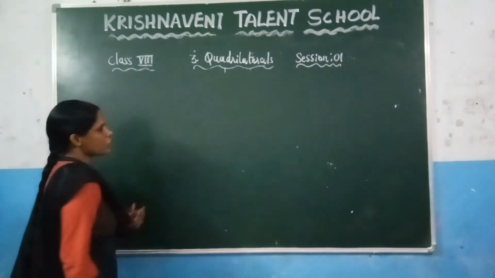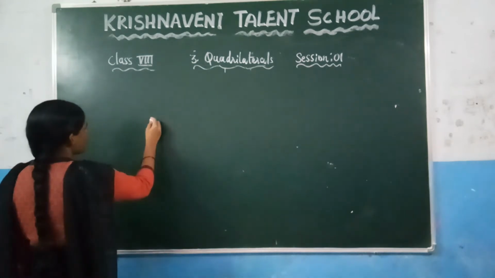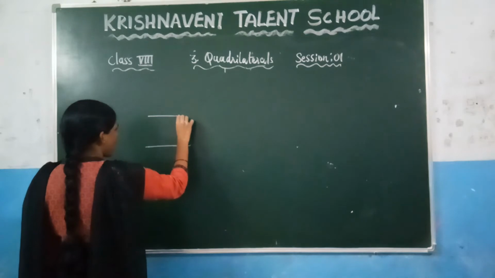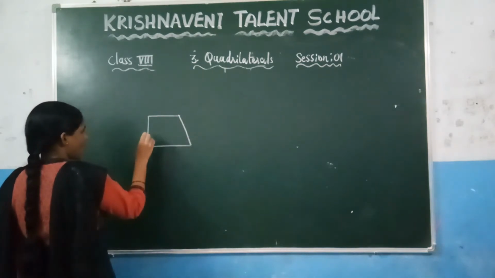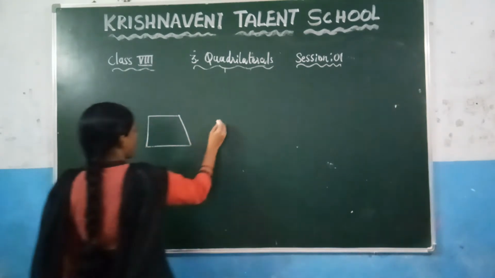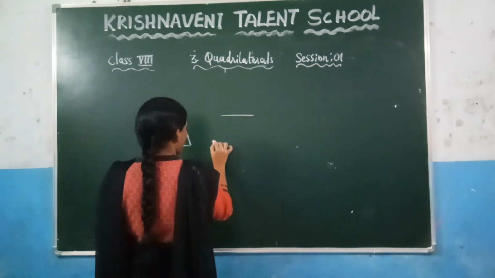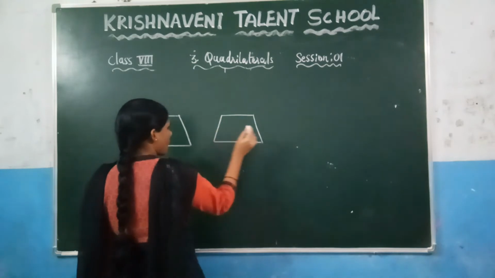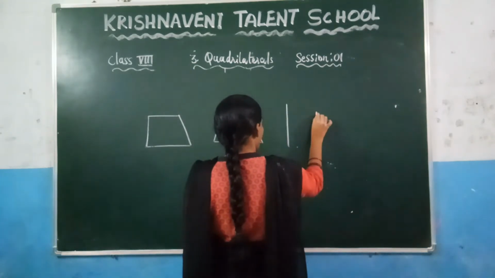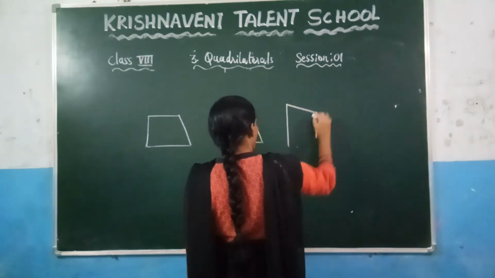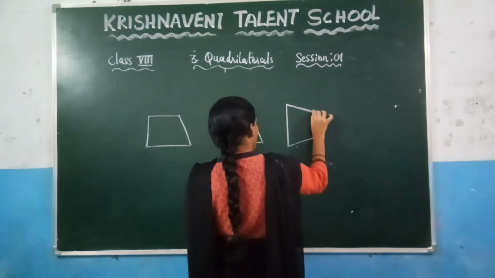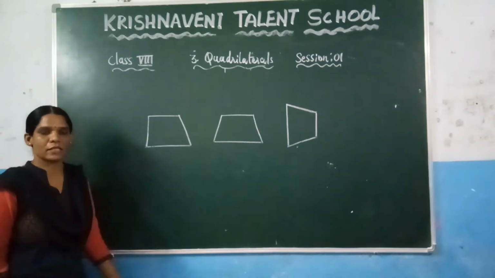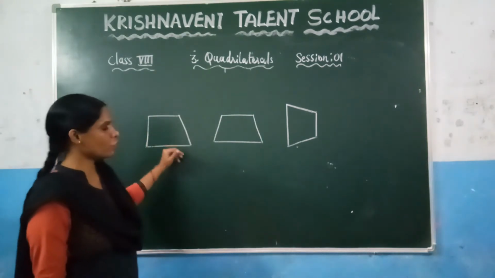Before that, draw some quadrilaterals here. So these are quadrilaterals. Yes, clearly these are the quadrilaterals because each consists of four sides.